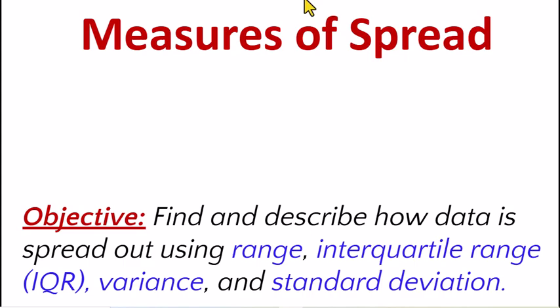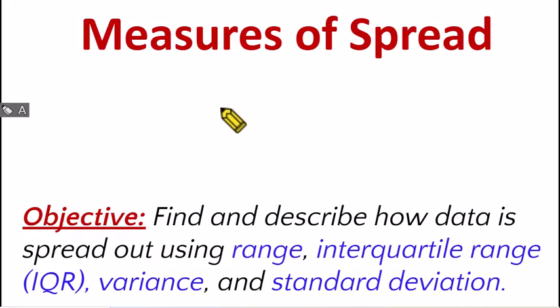In this lesson, we are going to learn how to find the measures of spread of a dataset. They are also known as measures of variation or measures of dispersion. And in a previous lesson, we learned how to find the measures of central tendency, the mean, median, and mode. I want to show you two sets of data.